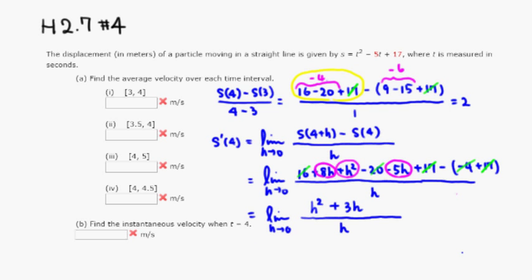Luckily the top two terms have h in common, so I'll factor h out. Pulling h out of h squared leaves h, and pulling h out of 3h leaves 3, all over h. So we can cancel h and h, and here h goes to 0. So 0 plus 3 is 3. So 3 is the instantaneous velocity.